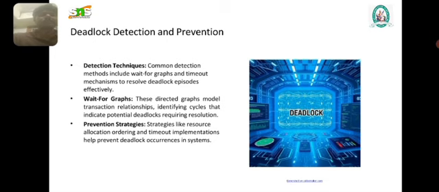Next is deadlock detection and prevention. Common detection techniques include wait-for graphs and timeout mechanisms to resolve deadlock episodes effectively. Wait-for graphs are a directed model of transaction relationships, and identification of cycles indicates a deadlock requiring resolution. Next are prevention strategies: strategies like resource allocation ordering and timeout implementation help prevent the occurrence of deadlock in the system.